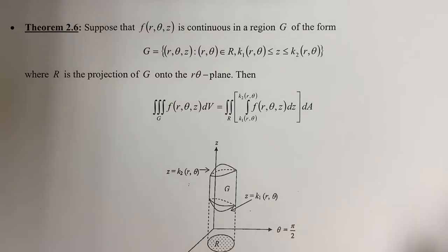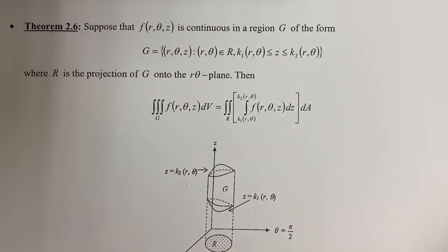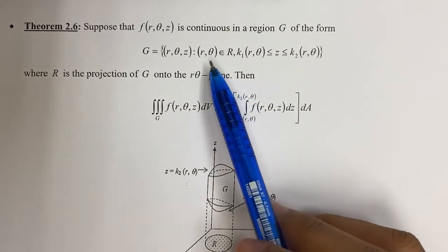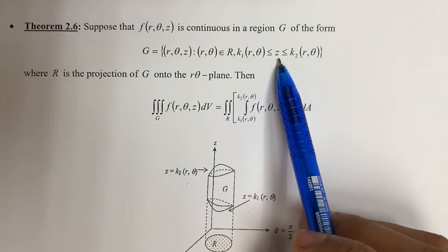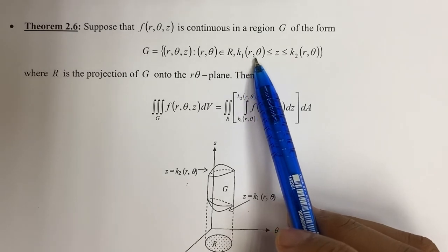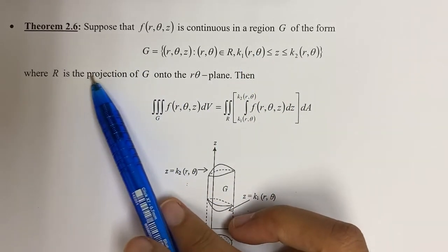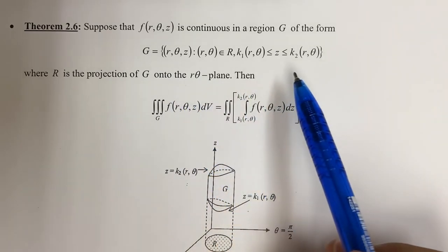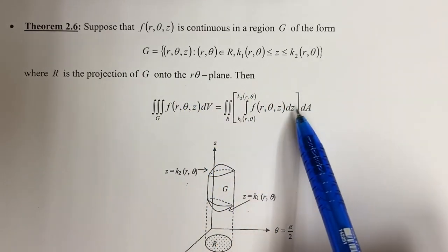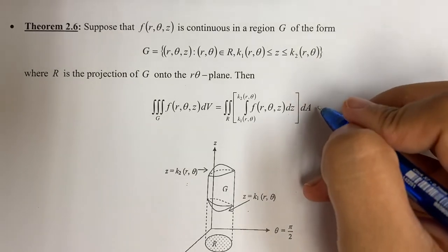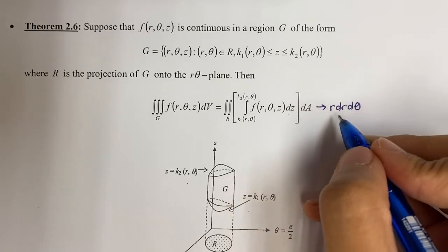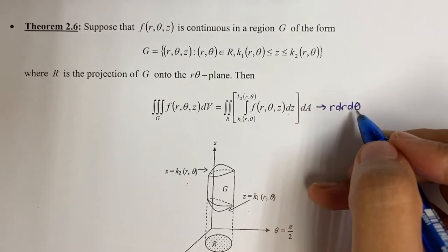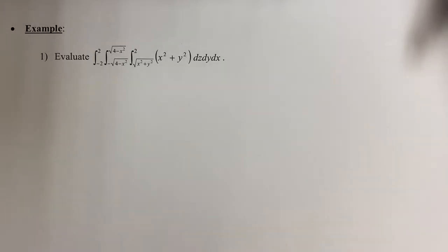We have Theorem 2.6 here. Suppose that f of r, theta, z is continuous in region G, and G is given by r, theta real numbers, and z is written between k1 of r, theta and k2 of r, theta, where R is the projection of G onto the r theta plane. Then we have this: dz dA, where dA is r dr d theta. You need to solve for z first, followed by the polar part. Okay, let's see the first example.